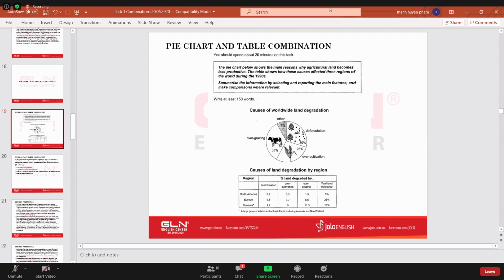So if we look at the question, the pie chart shows the main reasons why agricultural land becomes less productive. The table shows how these causes affected 3 regions of the world during the 1990s. Summarise the information by selecting and reporting the main features and make comparisons where relevant.